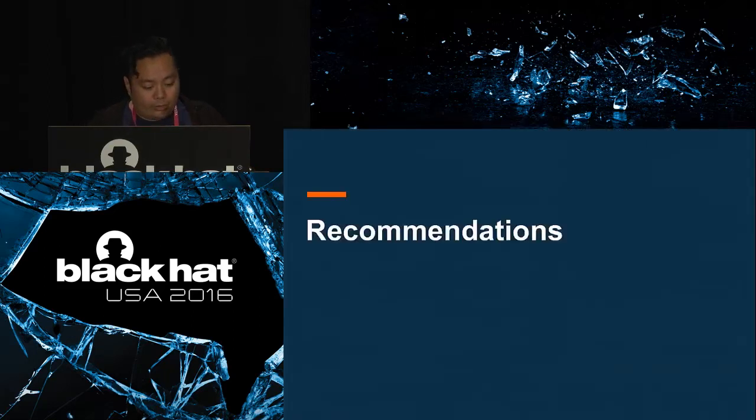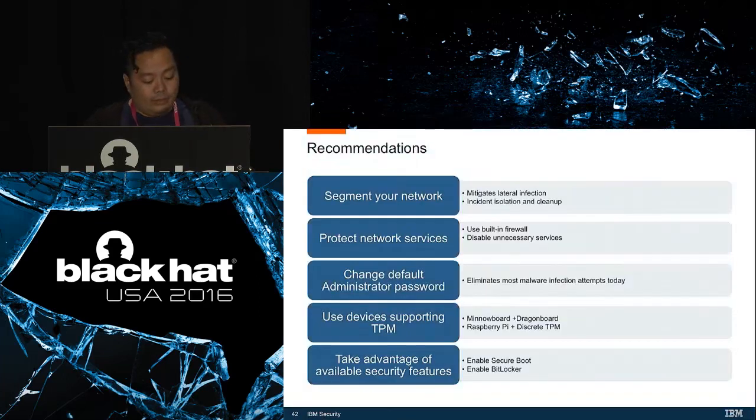So, recommendations. We have gone through how Windows 10 IoT operates, and now let's summarize the various ways we can minimize the risk against these devices. First, segment your network. Segregating your IoT devices from your traditional computing devices, such as laptops, is highly recommended. Also, protect your network services. Use the built-in firewall in Windows 10 IoT, and don't leave enabled the services that you don't use. Also, obviously, you have to change the default administration password. You can pretty much eliminate the low-hanging malware infections on IoT devices by doing that.